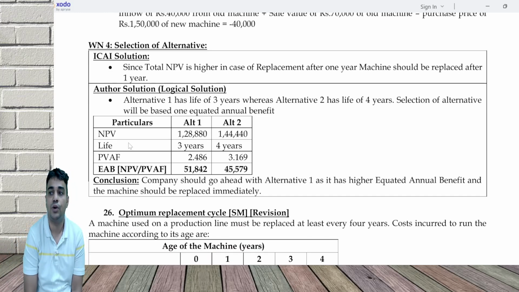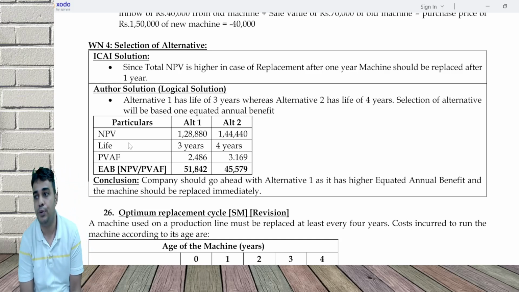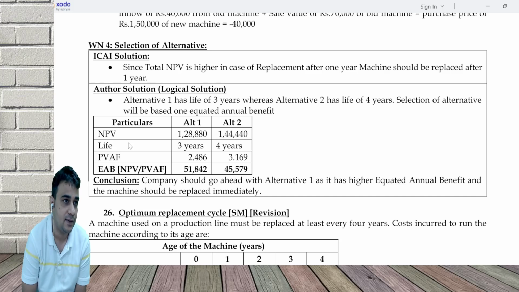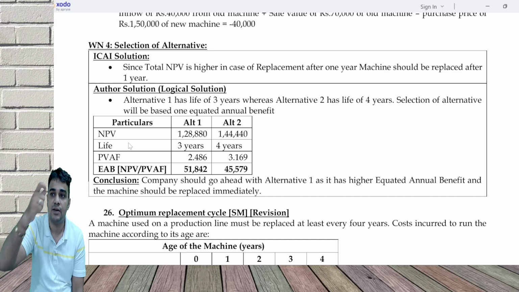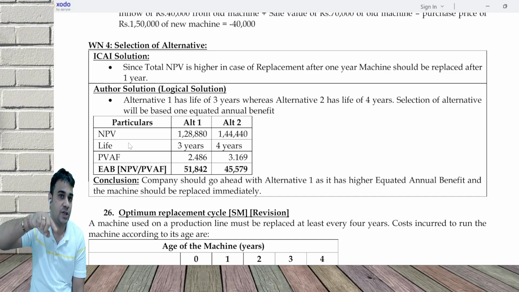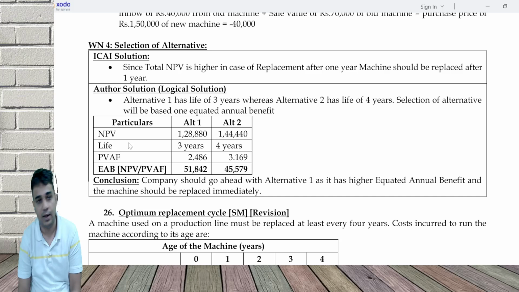The logical one is that I should go ahead and compute EAB or EAC. Why am I computing EAB or EAC? Because the life is different, 3 years vis-a-vis 4 years. When can the ICI solution be logical? If it is just a one time exercise and not going to be repeated. That is, when you buy that new machine, after that you will not buy again and again. Then the ICI solution is logical, and I go with the ICI solution.